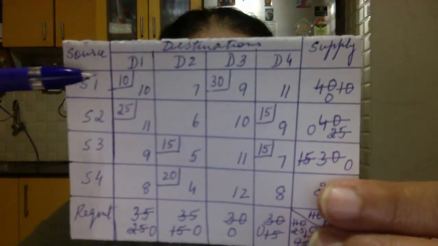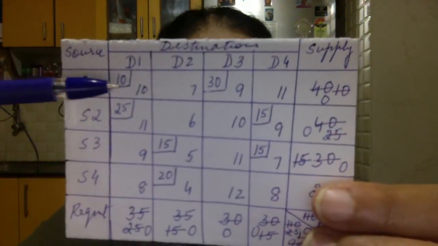Okay, we will start. I will start from the first one. S1D1, 10 units at the rate of 10. So write down from S1 to D1, number of units 10, rate is 10, cost is 100.